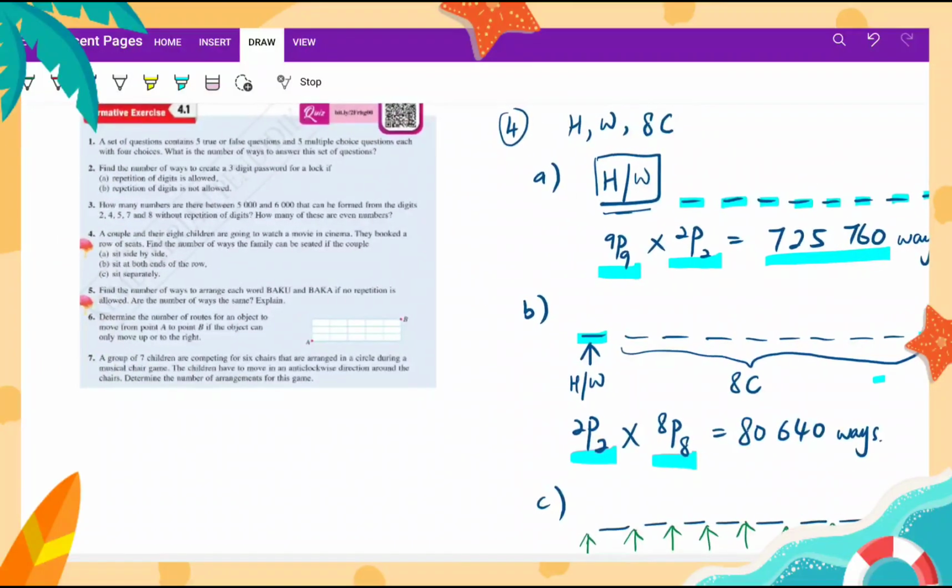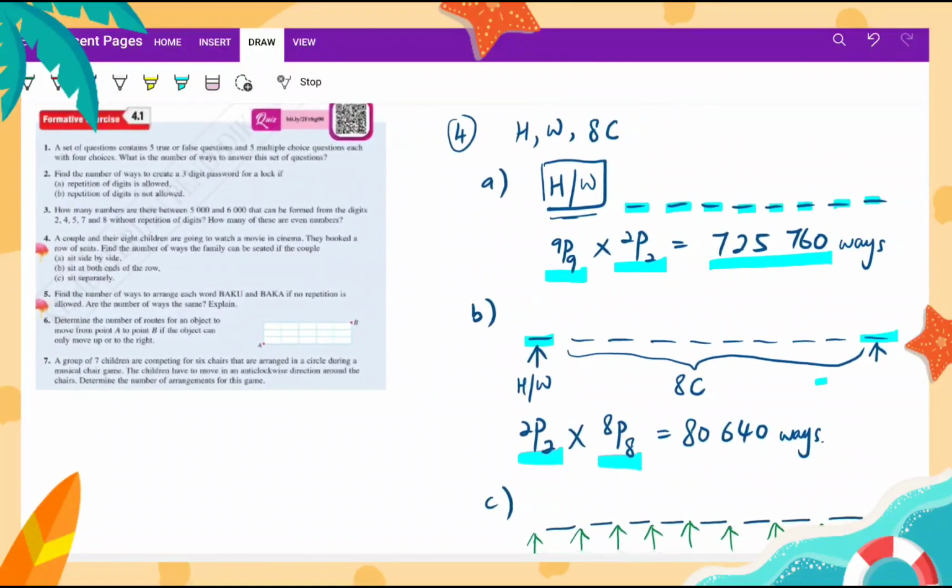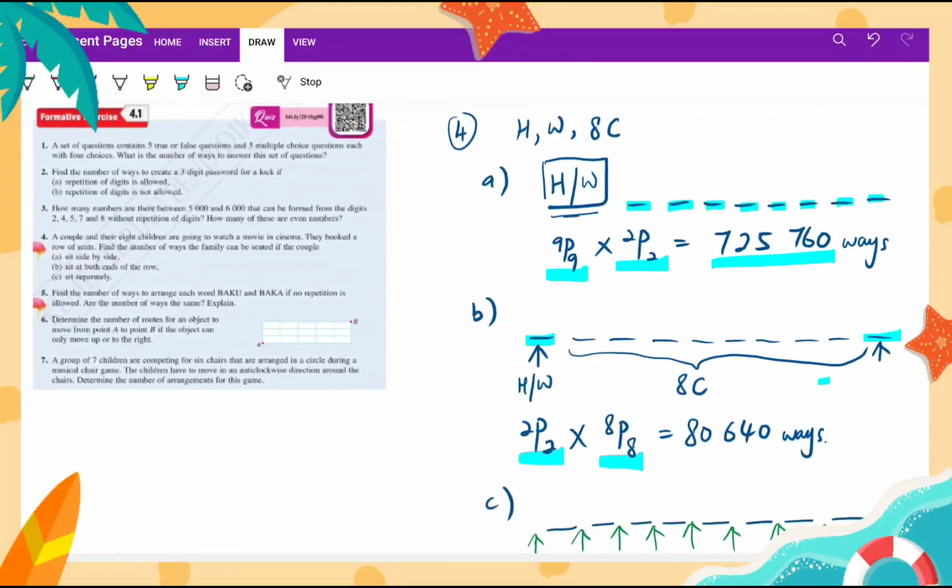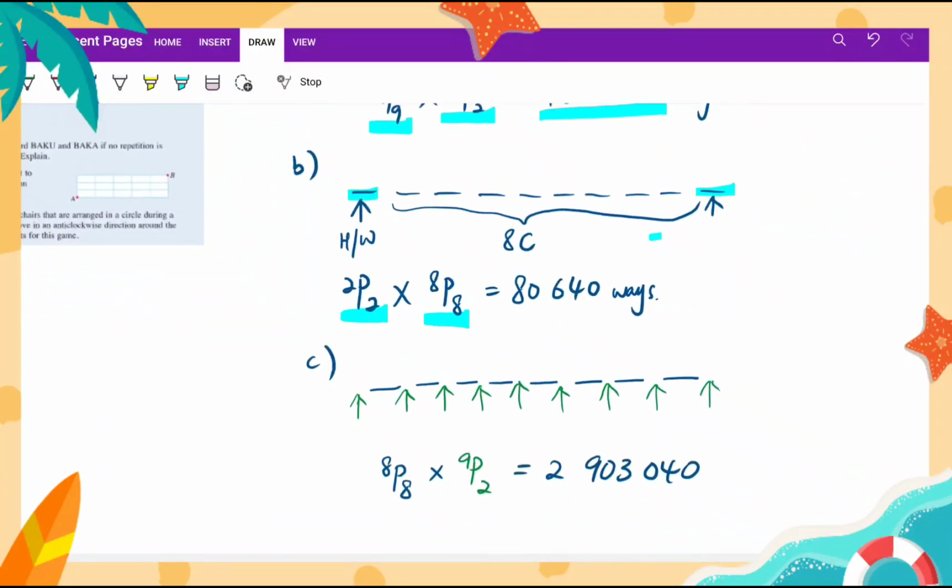C. If the couple sits separately. So if the couple sits separately, we settle down the children first. Alright. So the 8 children, 1, 2, 3, 4, 5, 6, 7, 8, are permuted into 8 places.